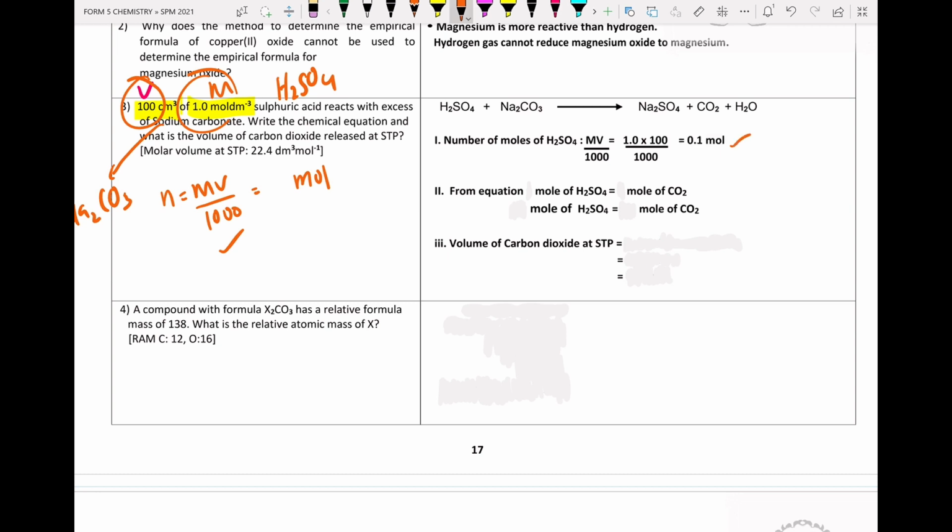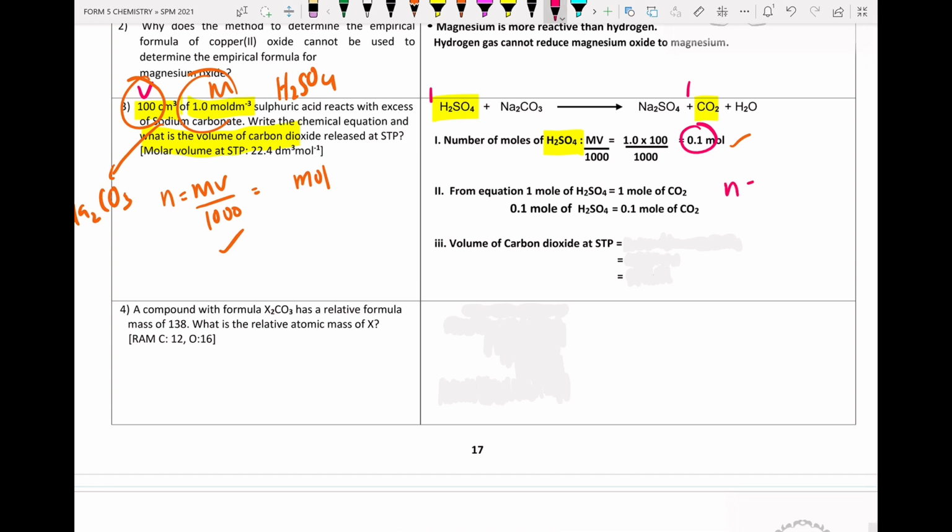Then find the ratio molarity. Check the question. They want to calculate the volume of gas carbon dioxide. We have sulfuric acid. They want carbon dioxide. So here 1 mole gives us 1 mole. So write down in the equation ratio. 1 mole of sulfuric acid gives us 1 mole of carbon dioxide. Take this mole, put here 0.1 mole of sulfuric acid will give us the same 0.1 mole of carbon dioxide.